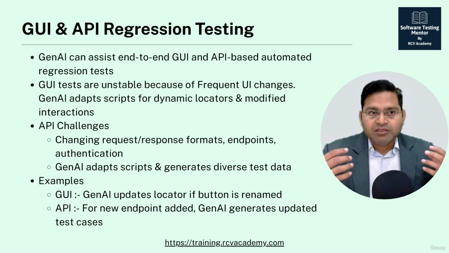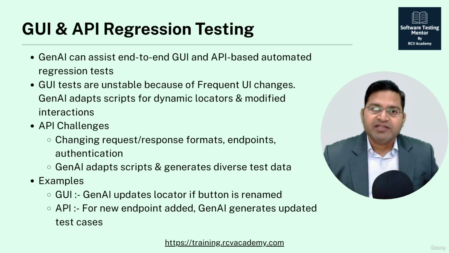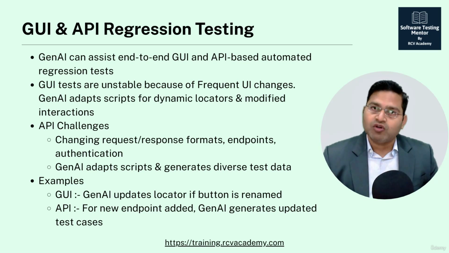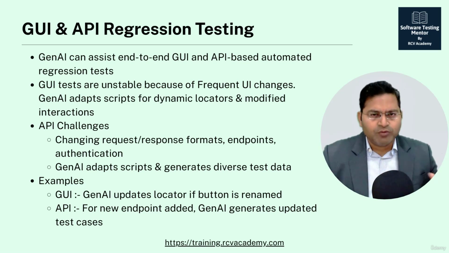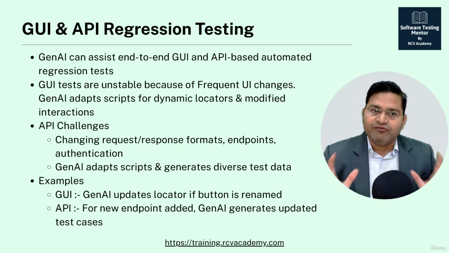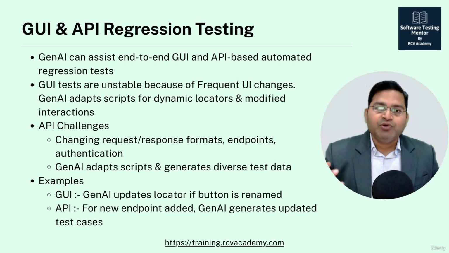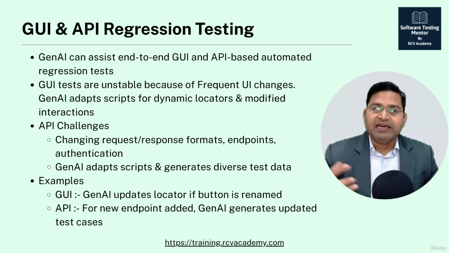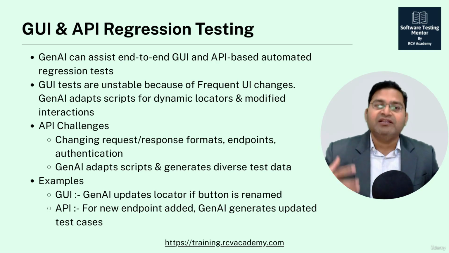Now if we talk about the GUI and API regression testing, Gen AI assists in end-to-end GUI and API based automated regression testing. Any automation testing, any script, any framework development, Gen AI will be very helpful. It will help you in fixing or tackling any of the frequent UI changes. For example, if the UI locator changed, GenAI will be able to automatically suggest you the new locator and can update the scripts.